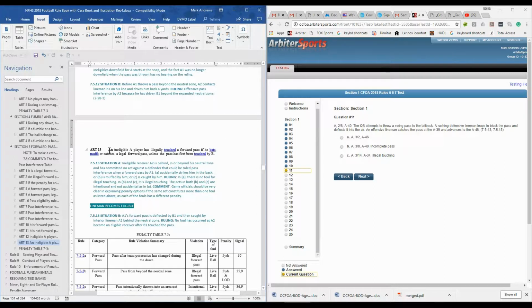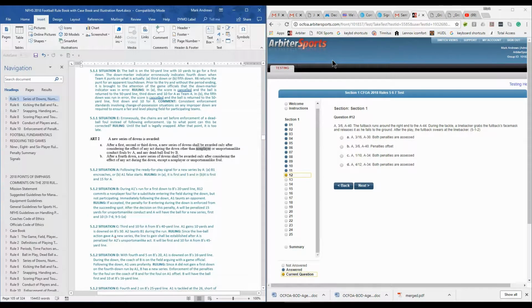A, 7-5-13, an ineligible A player has illegally touched a forward pass if he bats, muffs, or catches a legal forward pass. So far, this is a foul, unless the pass has first been touched by B, which is what we have here. So that is not illegal touching. It's not an incomplete pass because he definitely completed the pass. So the offensive lineman's actions are legal, and he can advance that pass. It's A 3rd and 2 at the A46. Okay, question 12.